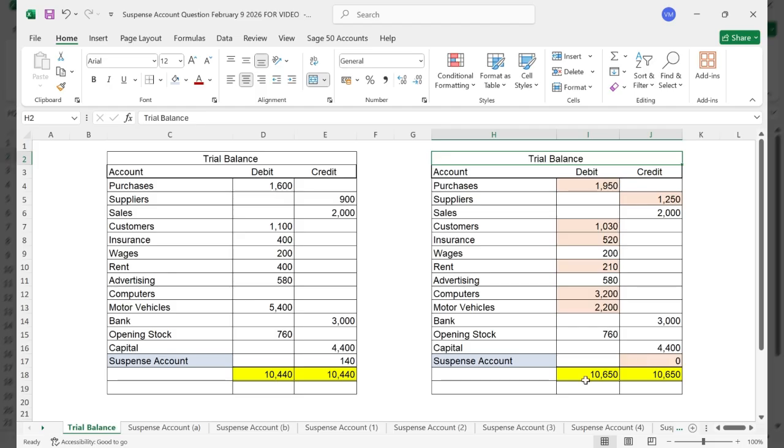The trial balance balances, and that's the intention of the suspense account. You temporarily put in a figure to deal with errors, then find out what the actual errors were, sort them out, and your suspense account goes back to being 0 again. That's it. That deals with the suspense account.